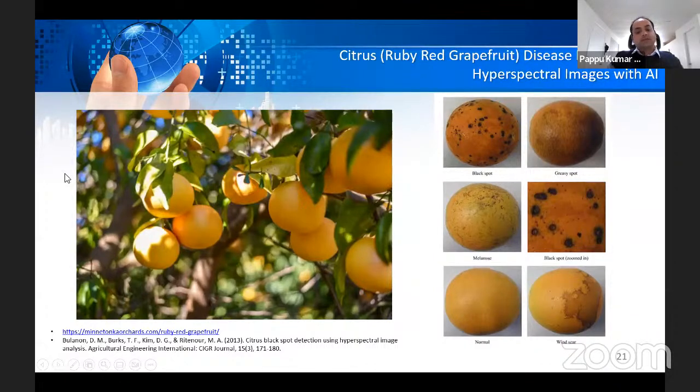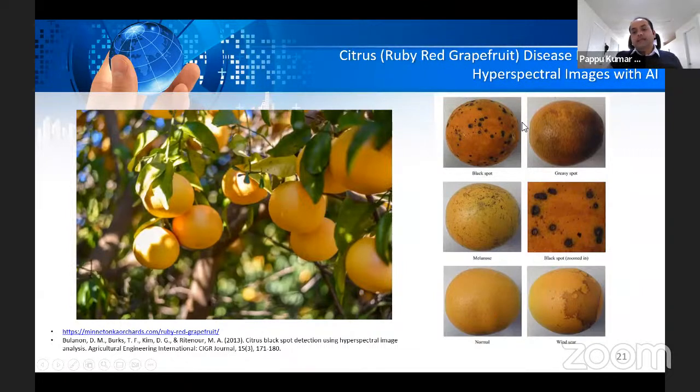What happens is there is a problem. There are a bunch of disease conditions that happen in this kind of citrus. As you can see, there is black spot, greasy spot, melanose, normal, and wind scar. These also reduce the marketable value.